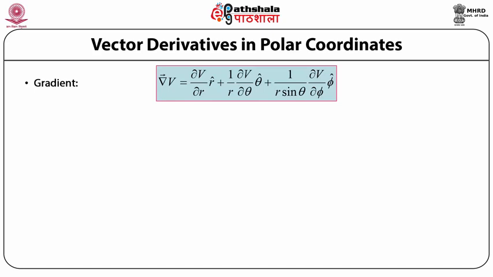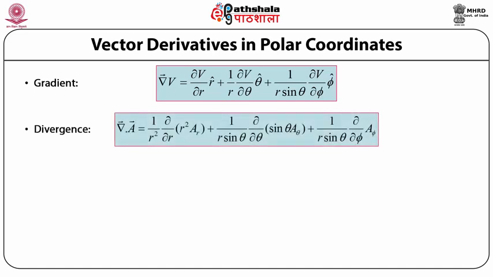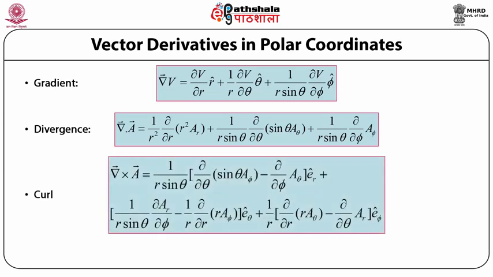The next operation that we need to define is the divergence of a vector quantity A. So the divergence, or del dot vector A, is equal to 1 by r squared times del by del r of (r squared times A subscript r) plus 1 by r sine theta times del by del theta of (sine theta times A subscript theta) plus 1 by r sine theta times del by del phi acting on A subscript phi, where A subscript r is the r component of the vector, A subscript theta is the theta component of the vector A, and A subscript phi is the phi component of the vector A.